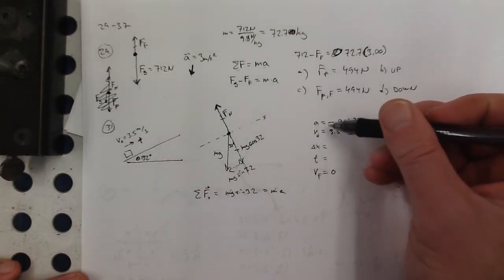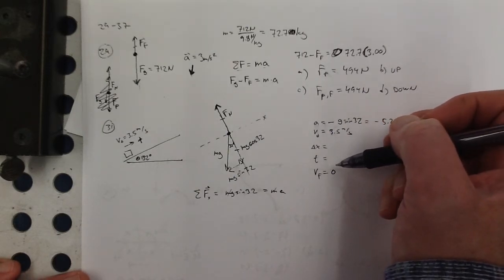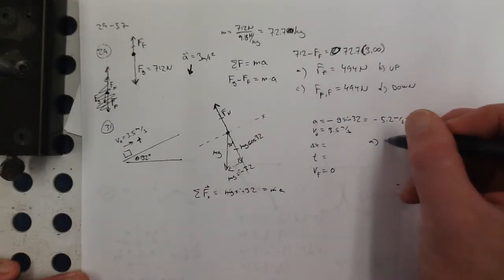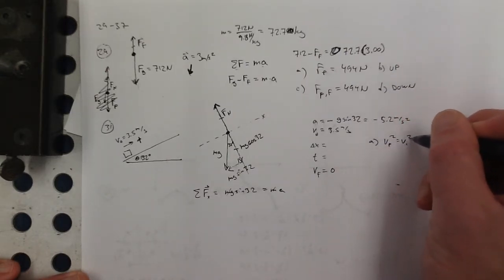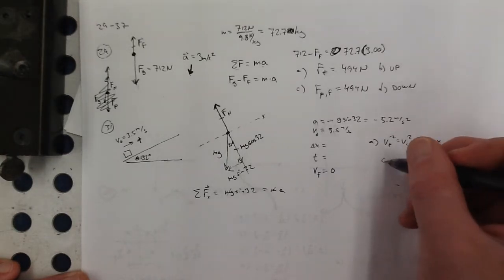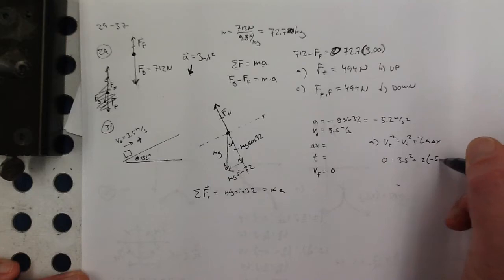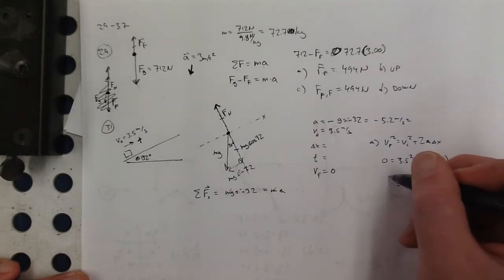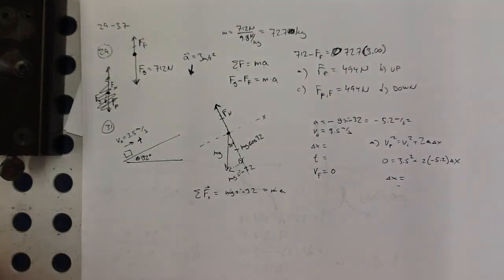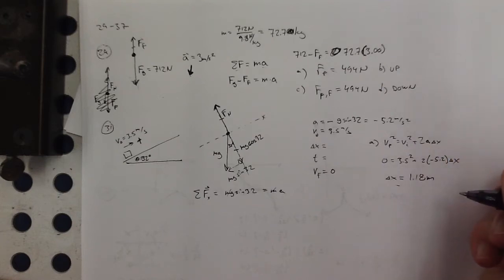So let's see, if I have the velocities, what did they ask for first? How far up the ramp does it go? Yes. So I think that's Vf squared equals Vi squared plus 2a delta x. The Vf squared is 0. So delta x is going to be 3.5 squared divided by 10.4, 1.18 meters.